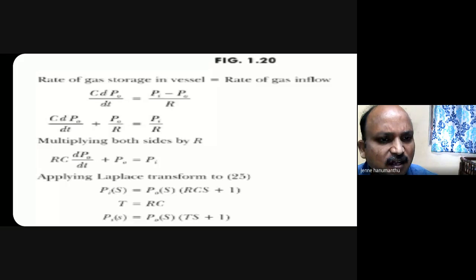From this, take some simple calculations. We can write C dP naught by dt equals to, so P naught by R is on the right side. You take it to the left side, you can add P naught by R equals to Pi by R. Multiply the whole equation by capital R. You can get capital RC into dP naught by dt plus P naught equals to Pi. For the whole equation, apply the Laplace transform.